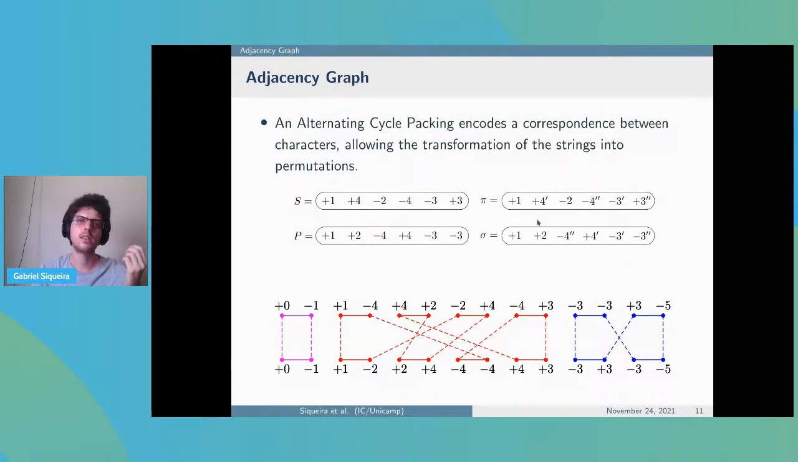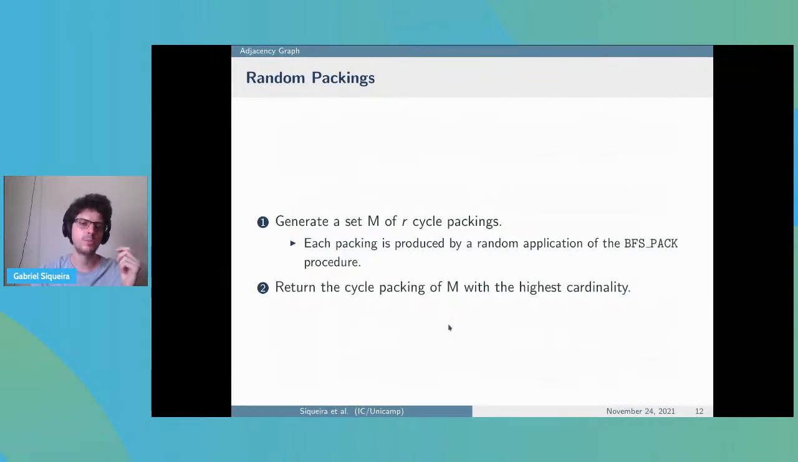It turns out that the number of cycles is related to the reversal distance. We have to maximize the number of cycles in order to minimize the reversal distance. The problem is that maximizing the number of cycles in a cycle packing is also an even harder problem. But we're going to use some heuristics to find good packings with a large number of cycles. We developed two heuristics for this particular problem.